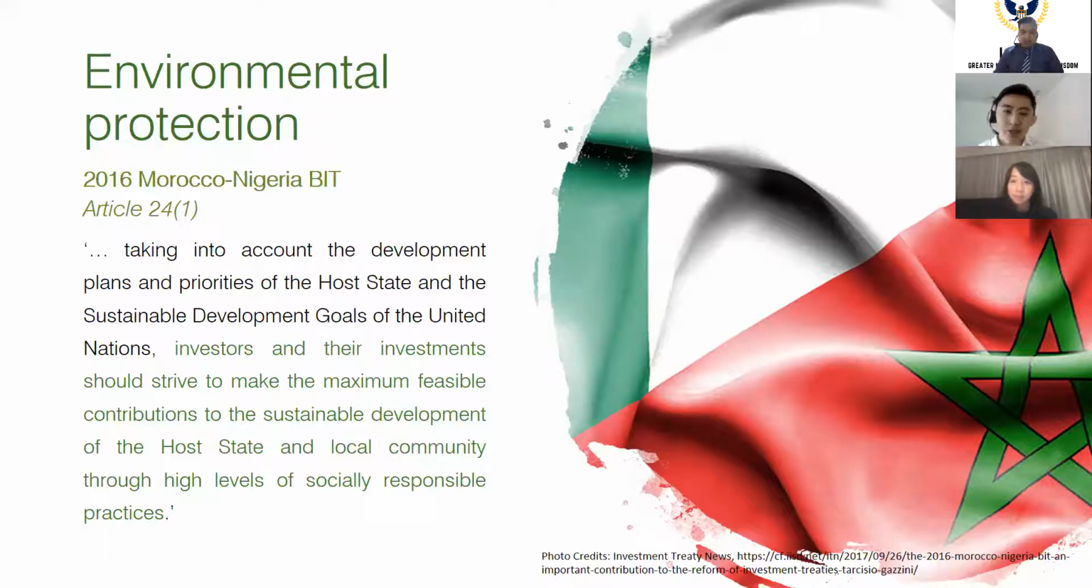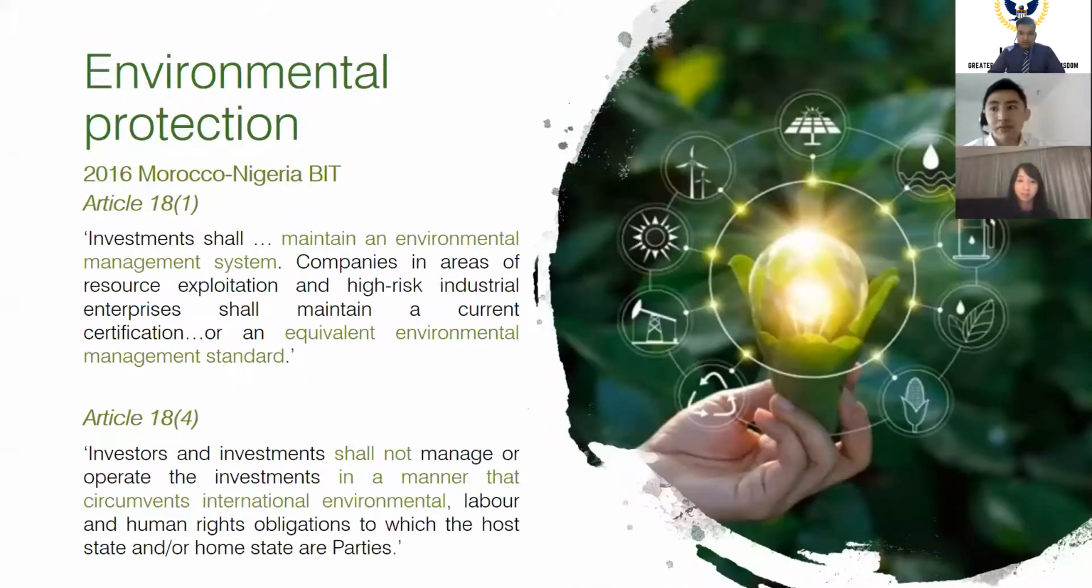We also see two other articles. Article 18.1 states that investments shall maintain an environmental management system. And Article 18.4 states that investors and investments shall not manage or operate investments in a way that circumvents international environmental obligations. So this is more of a negative obligation on an investor.